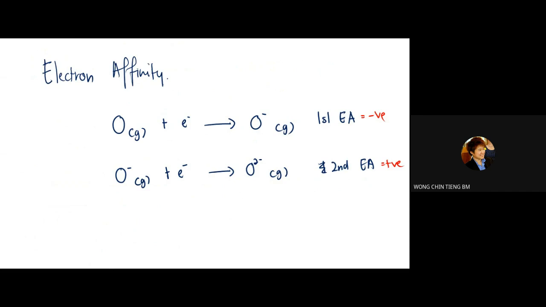And when the first electron went in already, you have the O minus. Suddenly, you have an extra electron. I have empty space for you. You can come in. But you are still holding the same charge like I do.